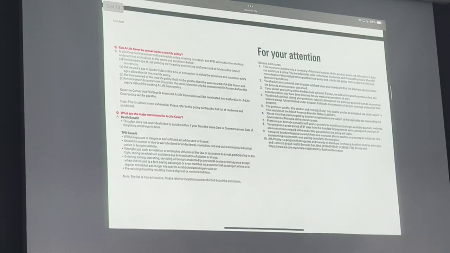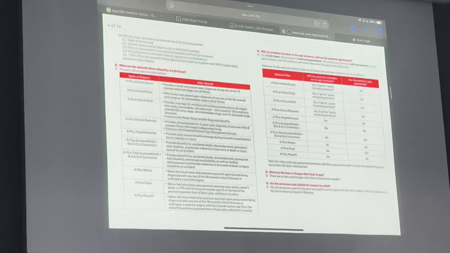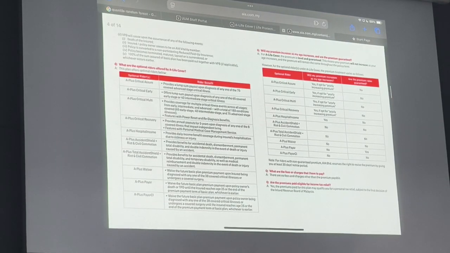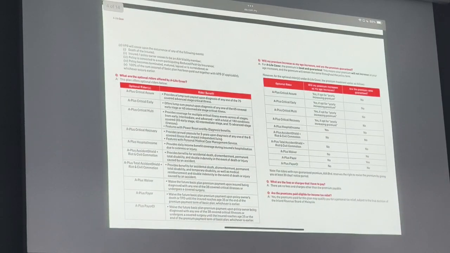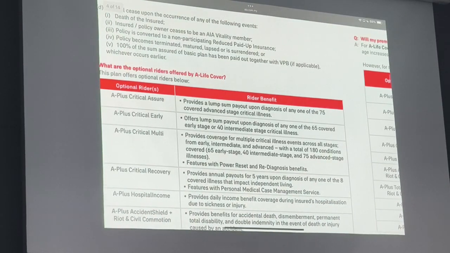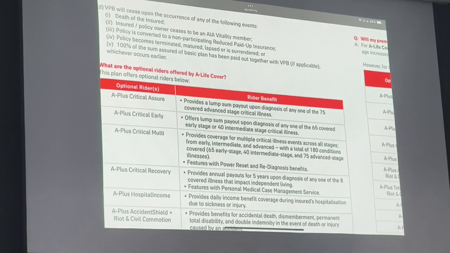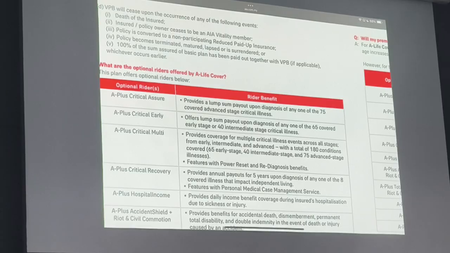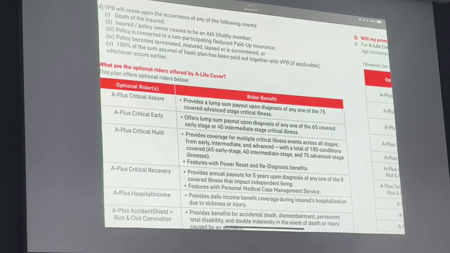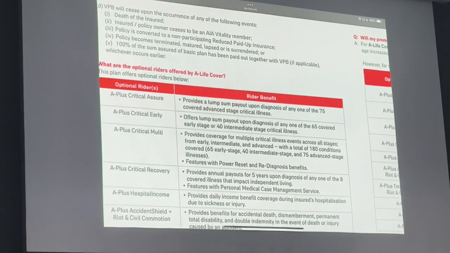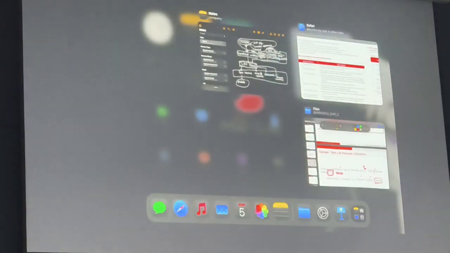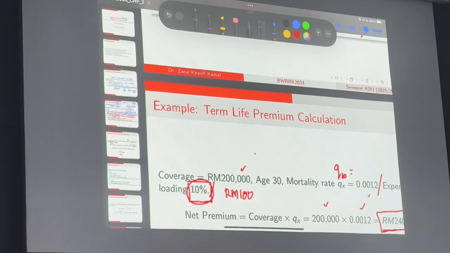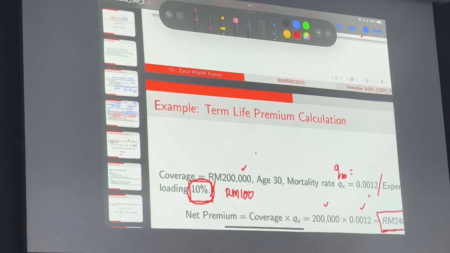Right, so this is example of, okay, this one dia punya definition dia. A plus critical assure provide lump sum payout upon diagnosis of any one of the 75 covered advanced stage critical illness. Okay, advanced stage ya. Sampai stage advanced pun dia akan cover 75 covered critical illness. Alright, so that is term life insurance. Okay, move on to the next one.